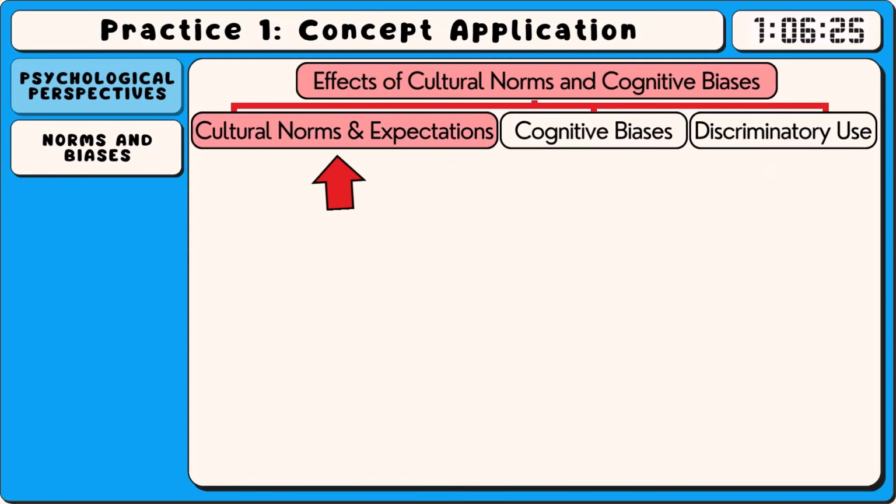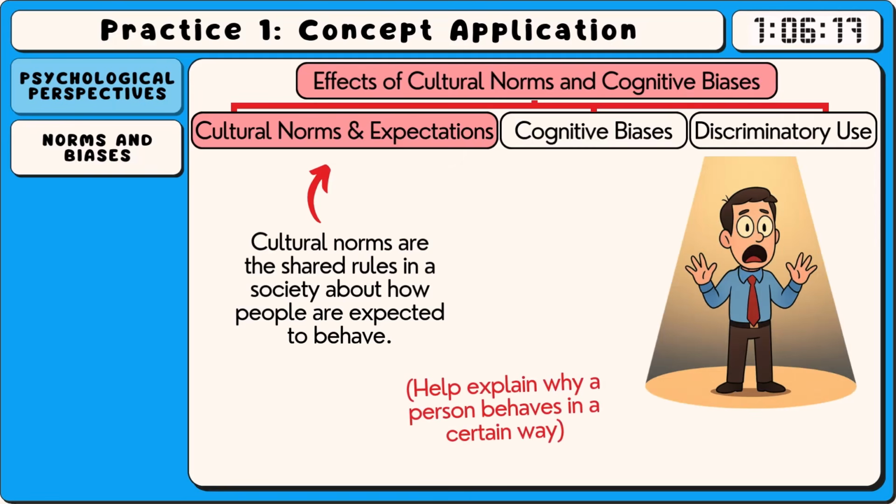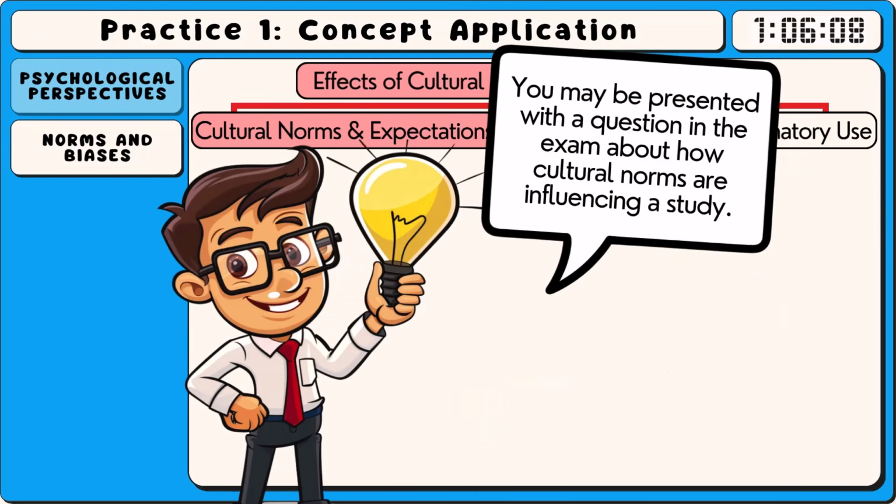So let's begin with cultural norms. Cultural norms are the shared rules in a society about how people are expected to behave. Cultural norms and expectations help explain why a person behaves in a certain way, even when the behavior seems unusual at first. You may be presented with a question in the exam about how cultural norms are influencing a study.